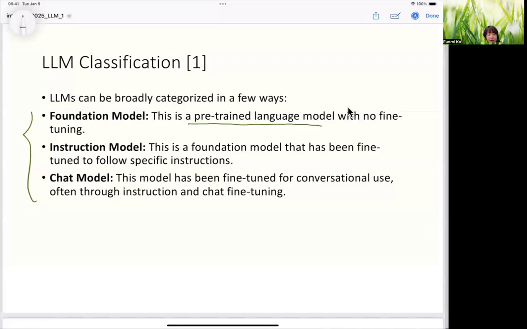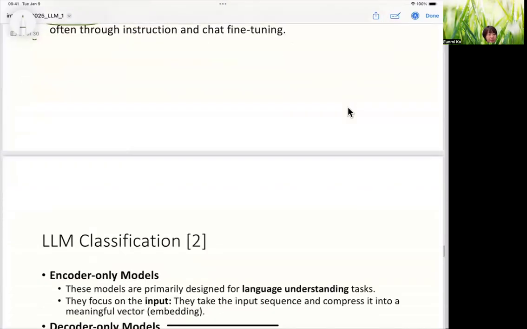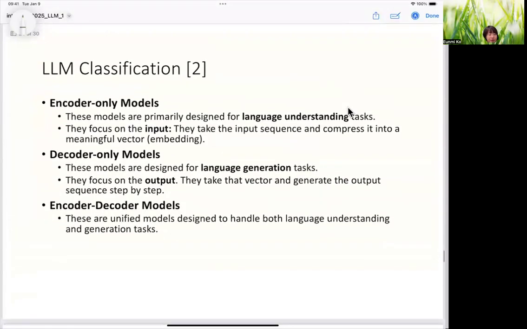An instruction model is a foundation model that has been fine-tuned to follow specific instructions. And then what we use every day these days is more the chat model. This model has been fine-tuned for conversational use, often through instruction and chat fine-tuning. So that's one classification.